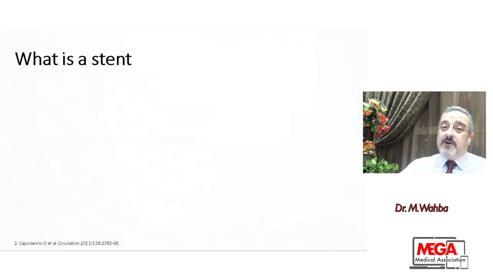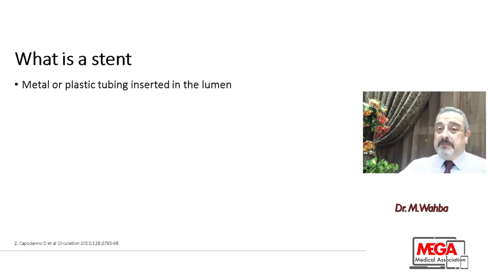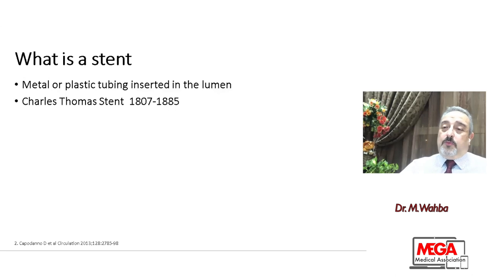That's why we are going to give you a small hint about how the stent developed. The stent is based on a metal or plastic tubing inserted into a lumen. That lumen could be anything: trachea, esophagus, ureter, aorta, coronary artery. The aim of the stent is to keep that lumen patent, prevent obstruction and allow a distal runoff.